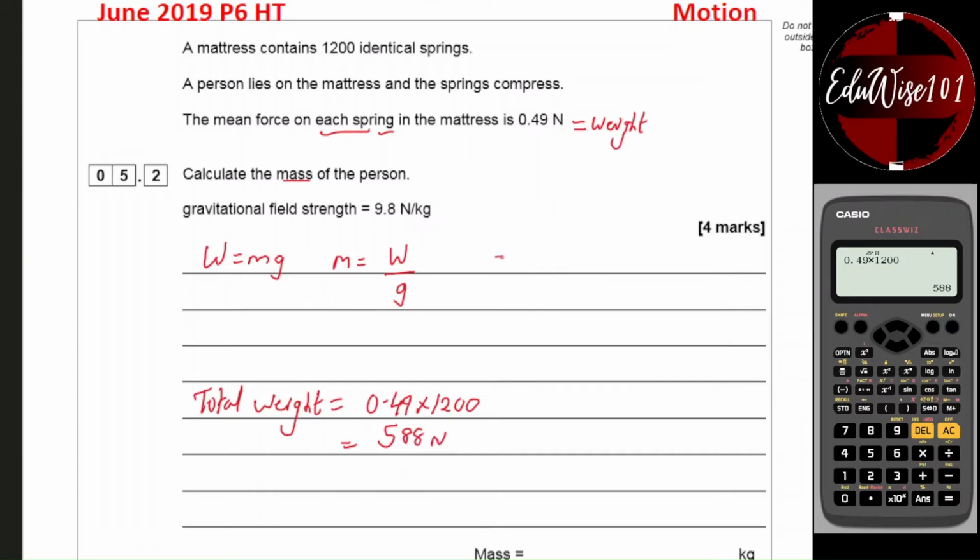So the mass would be 588 divided by 9.8. So divide that answer by 9.8 gives me 60 kg. Next question.